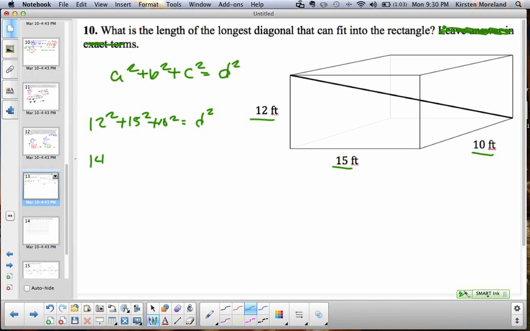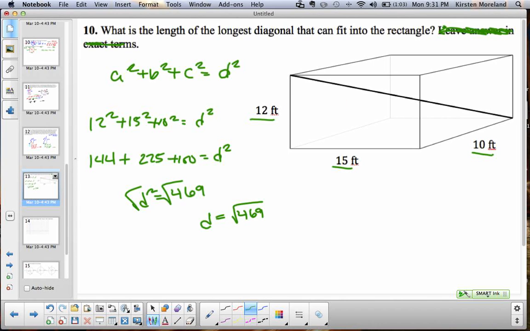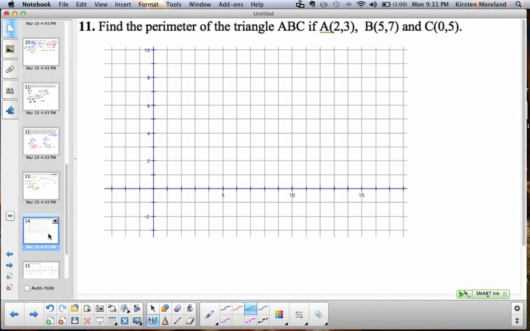So I get 144 plus 225 plus 100 equals d squared. So I'm going to add them all up, 144 plus 225 plus 100, and I get d squared to equal 469. And some of you probably racked your brain on how to get that. It cannot be simplified, so we're just going to leave it as a square root of 469. Okay? All right, moving on to the second to last problem.